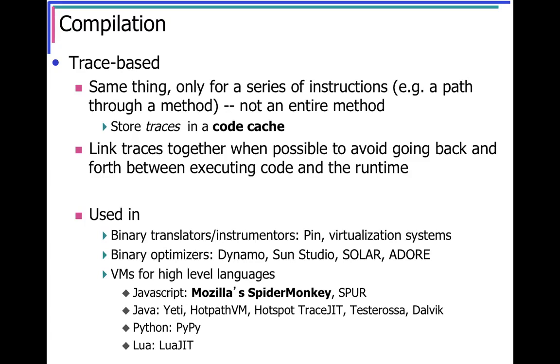Trace-based compilers are used in lots of places. They're used in binary translators, where we want to convert one binary to another binary on the fly, and binary instrumenters, where we want to take binary code and instrument it. Systems like PIN and virtualization systems use binary translation and instrumentation, and thus trace-based compilation and translation to achieve their goals.